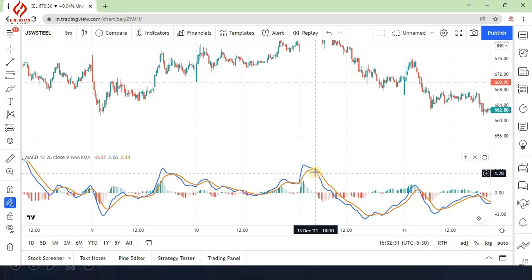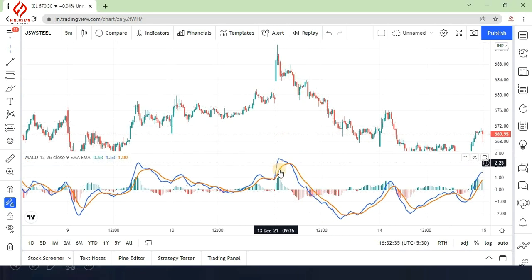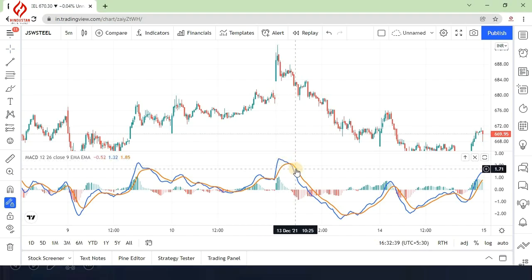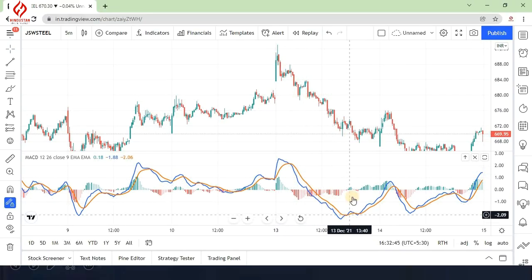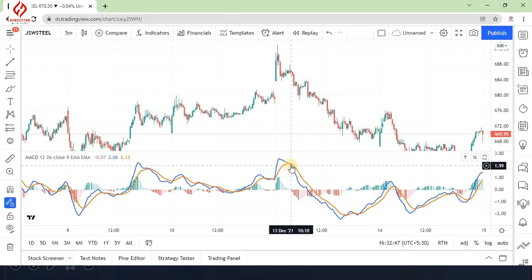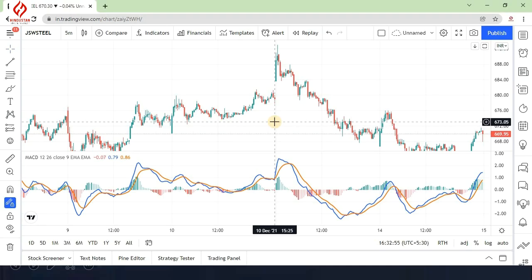Here also see, the MACD line crosses below the signal line, so there is a downtrend, back to back red candles. So that is how you can take signals from this indicator, and here you take a short trade and book your profit once you reach your target. This is how you can take trades by taking signals from the MACD indicator.